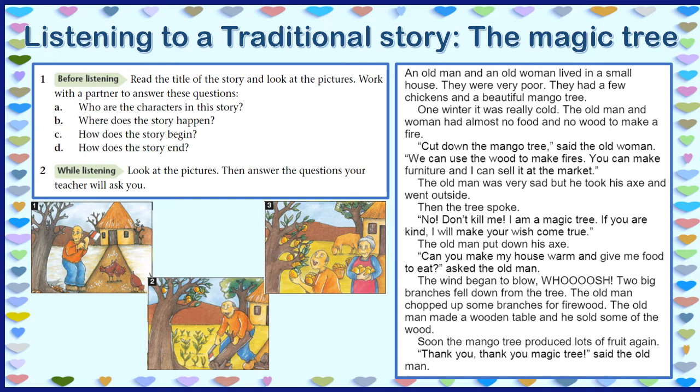Okay, so how does the story end? In this case, it's a happy ending, right? Because what happened? The tree gave branches that the man could use to make the house warm. He could use it to make furniture to sell for food, and the tree also gave them fruit. Okay.